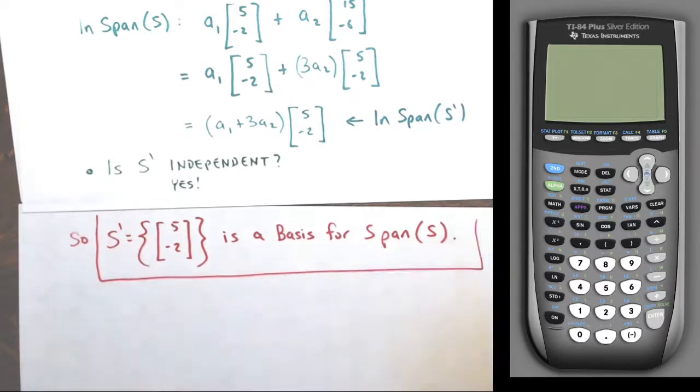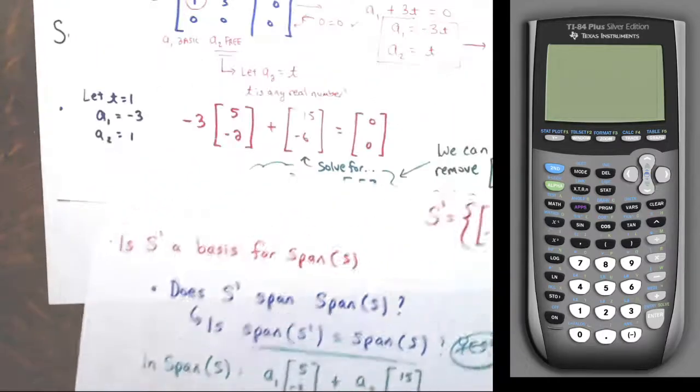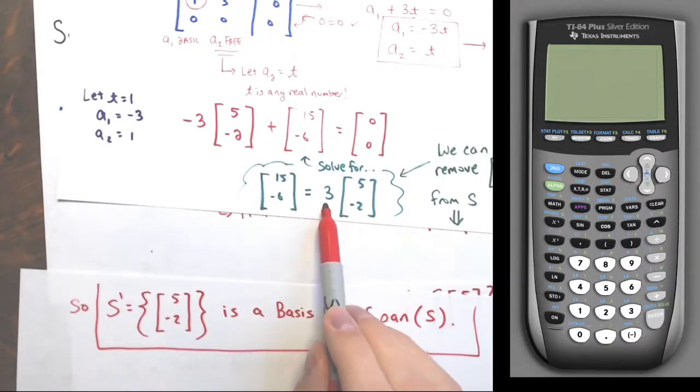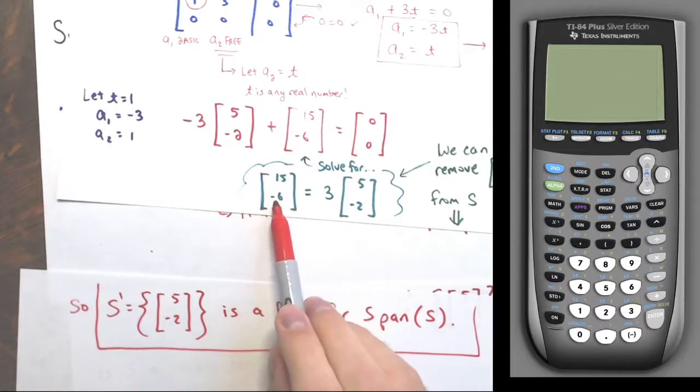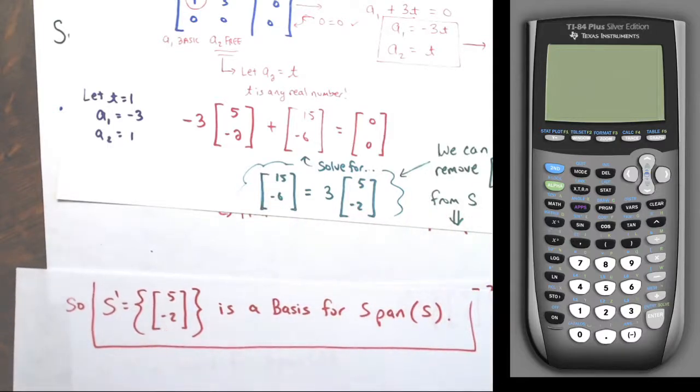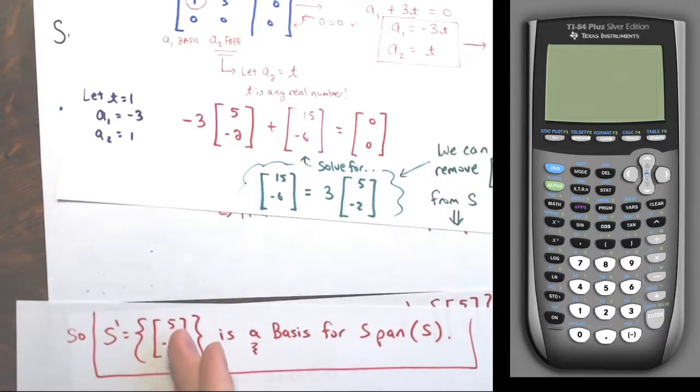Okay. And I didn't have to use just 5, -2. I could have used 15, -6. We could have said that 5, -2 is 1/3 of 15, -6, and removed 5, -2 and gotten the same thing. But just remember that bases are not unique. Just because I say this is a basis for the span of S, it's not the basis. There are others. Basically any multiple of this would also be a basis.